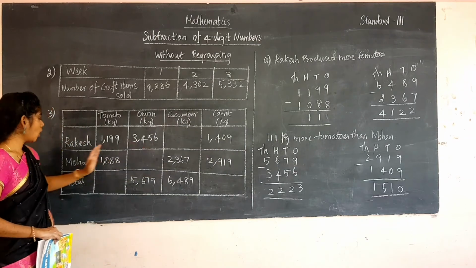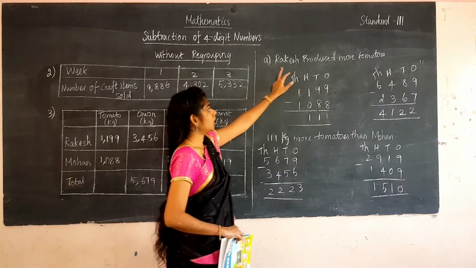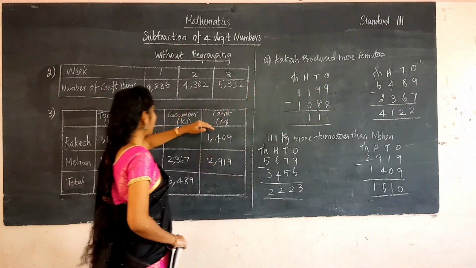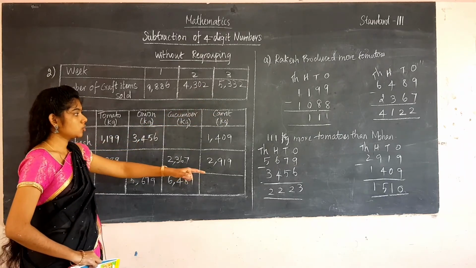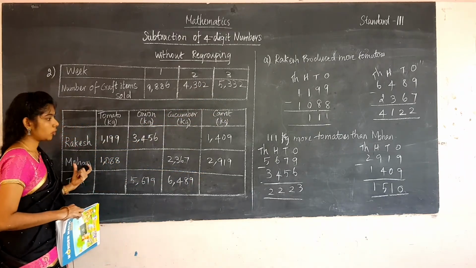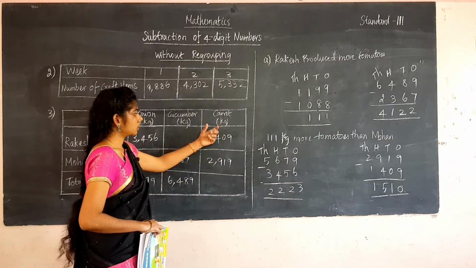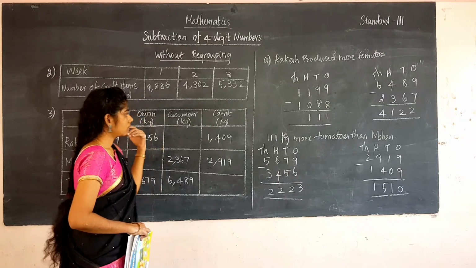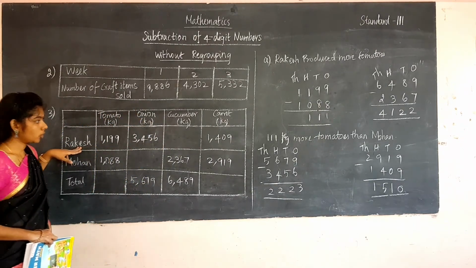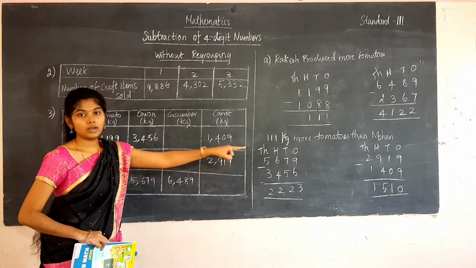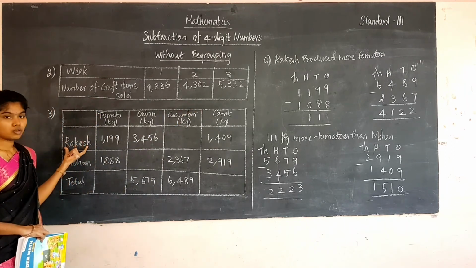Who has produced more? Mohan has produced more. So the first answer should be: Mohan produced more carrots. And the next answer should be that Mohan produced 1510 kg carrots more than Rakesh. So how will you write? Mohan produced 1510 kg carrots more than Rakesh. So this will be the answer.